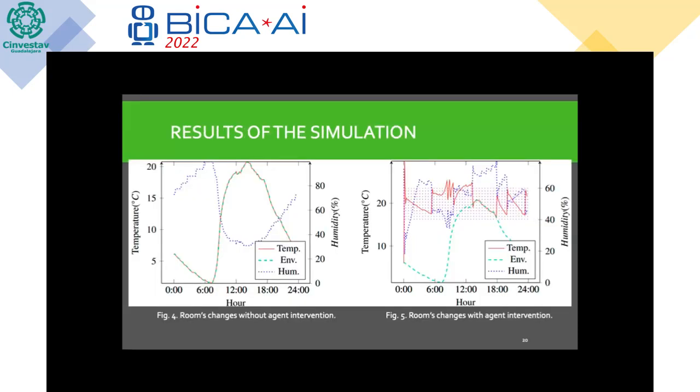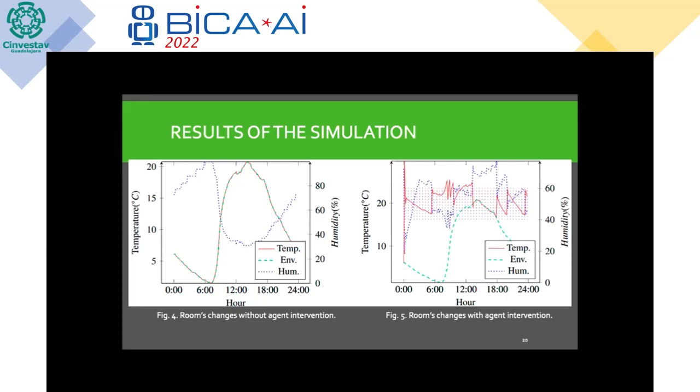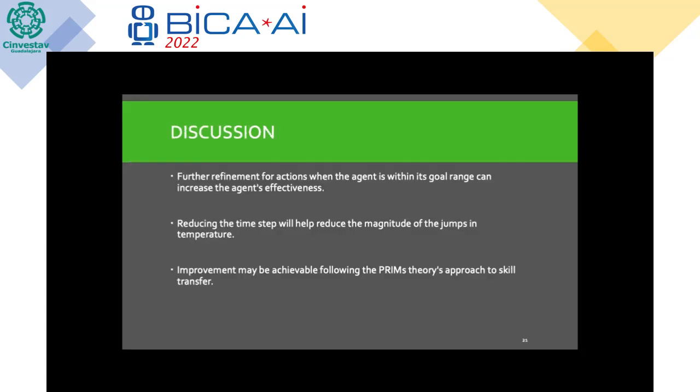Since our model handles the temperature change in intervals of 10 minutes, the first action of the agent has 10 minutes of action on the entire room. If we reduce the time of action, the agent will have more responsiveness to changes. And improvement may be achievable following the Prim's theory's approach to skill transfer. This again, since our first implementation of ideas from Prim's allowed us to make the grammar model, perhaps an expansion of them will help us further.